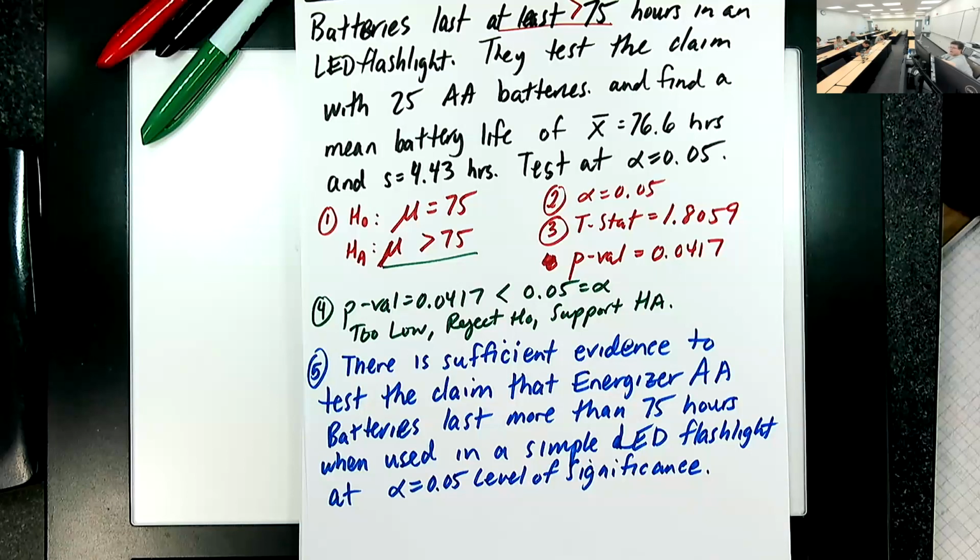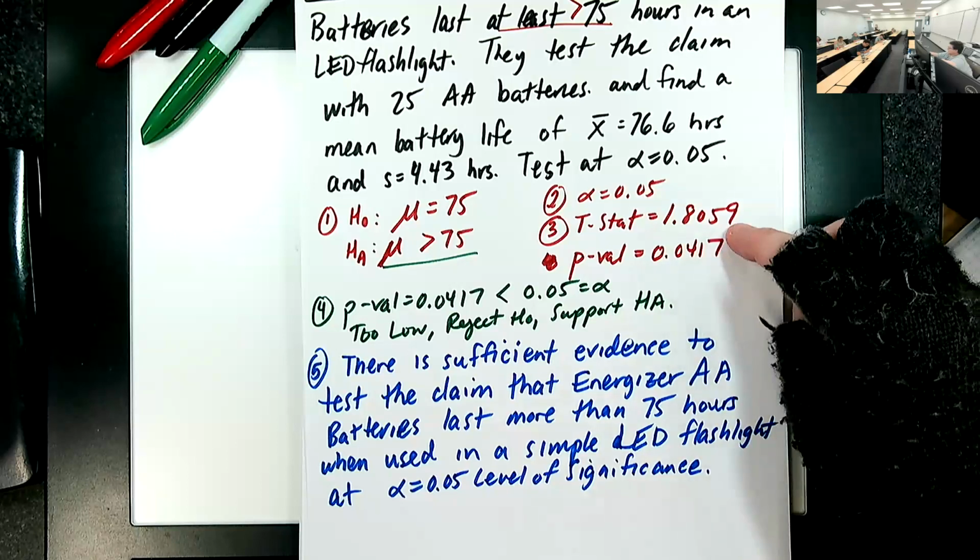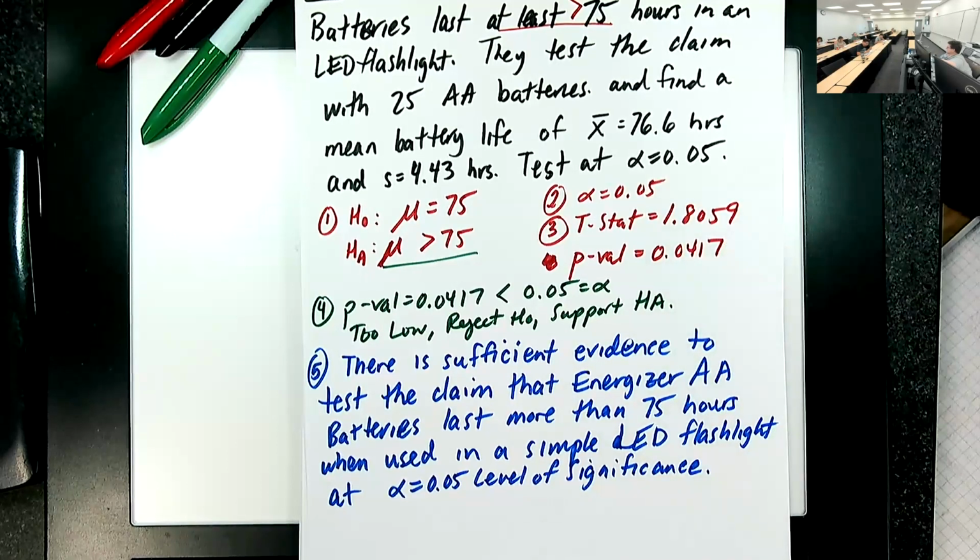That is just like a final test question with a final test answer. You'll be given some shit like that, other than I will give you the information in three, and you won't need to find it. It will say like t-stat was 1.805, p-value was 0.0417. Test the claim at alpha equals 0.05 level of significance.